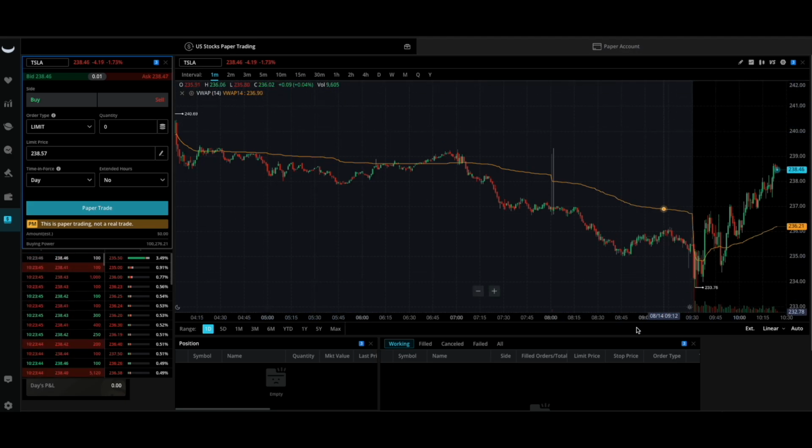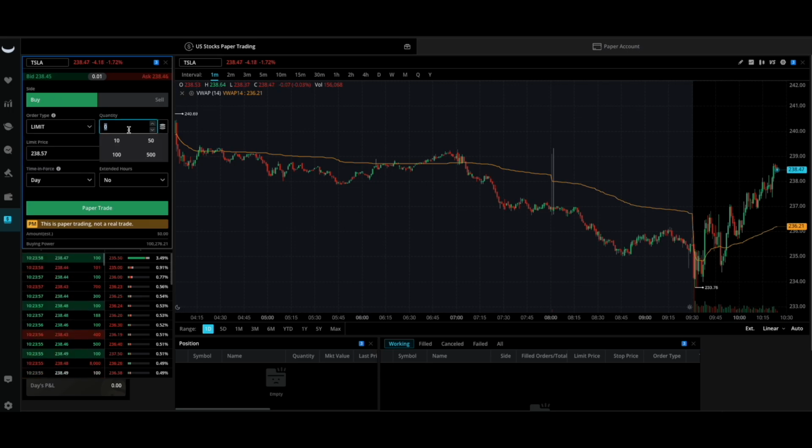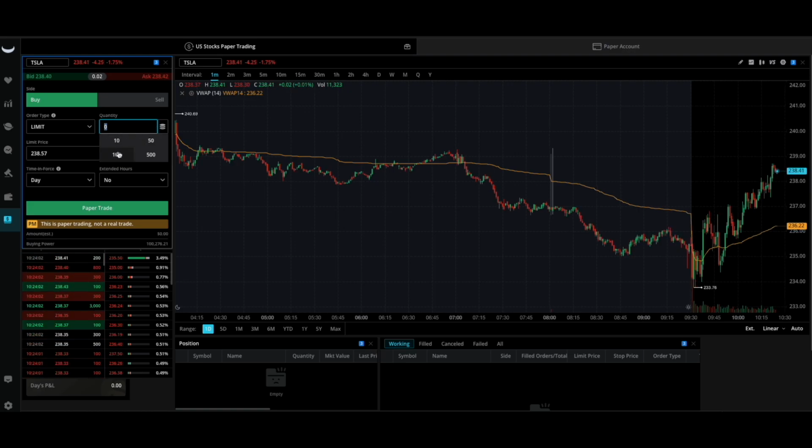So this is my chart where you can see the stock, obviously. Here is where you can buy and sell. So you click buy or sell. You can do limit or market orders, which we'll break down in a second. For the quantity, if you want to buy 1 share, it gives you pre-filled values that you could use, or you can just type it in.